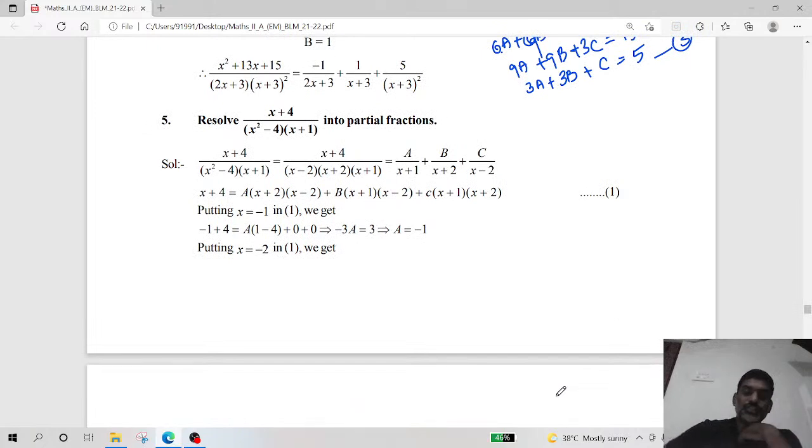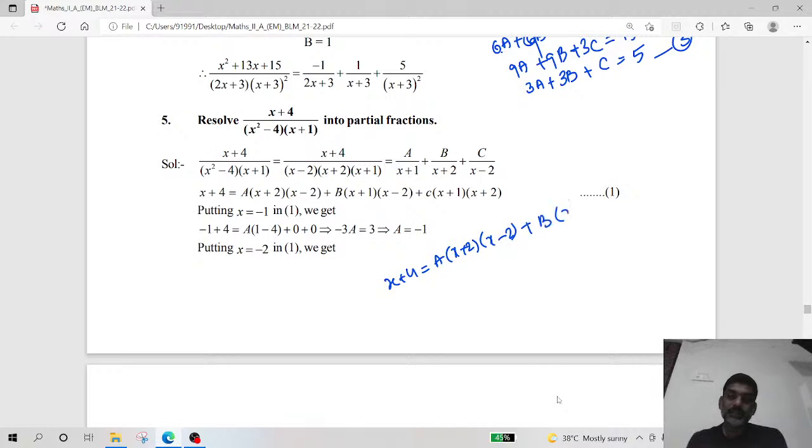Next one, question number 5. Resolve x plus 4 divided by x squared minus 4 times x plus 1 into partial fractions. So x squared minus 4 can be split into x minus 2 times x plus 2. Then we can write this as a over x plus 1 plus b over x plus 2 plus c over x minus 2. As usual, take the LCM. After taking the LCM and cancelling the denominators, you get x plus 4 equals a times x plus 2 times x minus 2, plus b times x plus 1 times x minus 2, plus c times x plus 1 times x plus 2.